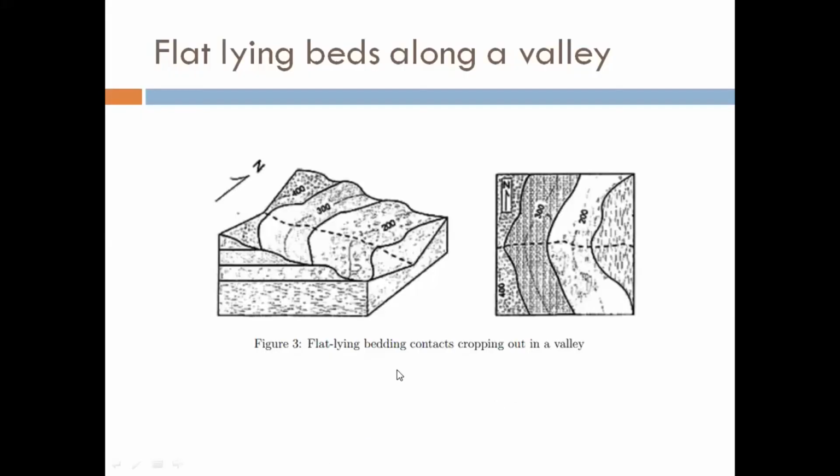Let me see. So it is almost parallel to the contour lines. Okay. All these three examples, you can see if the strata is horizontal, the contour lines are more or less parallel to the geological contacts, and you can also see it here.